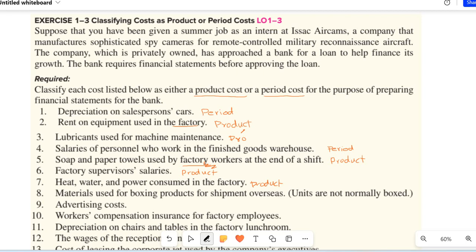Material used for waxing product for shipment overseas. Units are not normally boxed. So this is an extra cost. If the units are normally boxed, then it will be a product cost. Otherwise, it will be a period cost. Advertising cost, it's a period cost. Workers compensation insurance for factory employees, so it's a product cost.